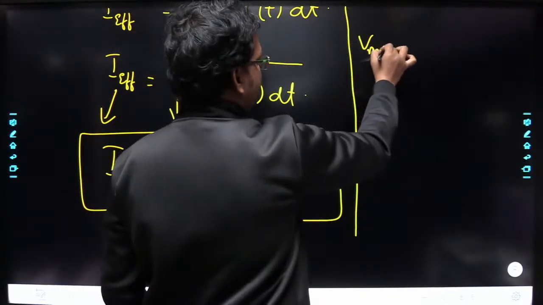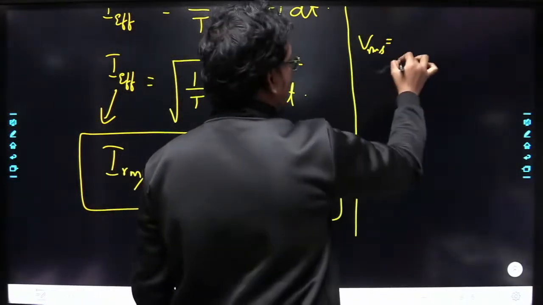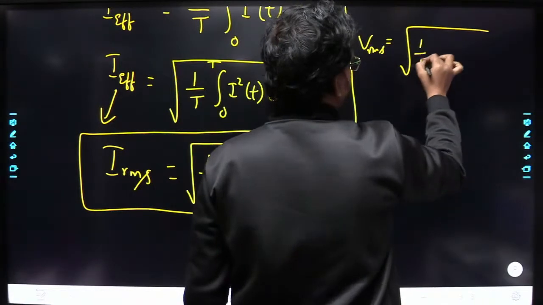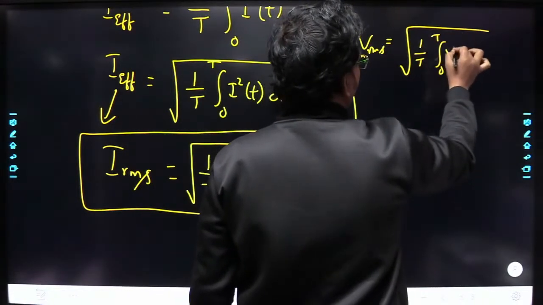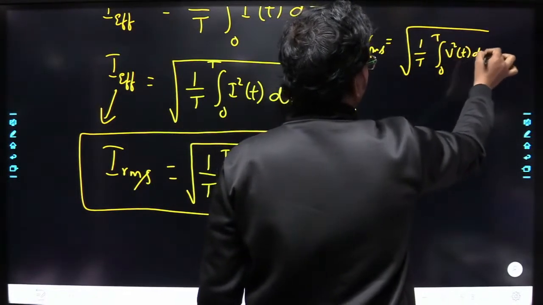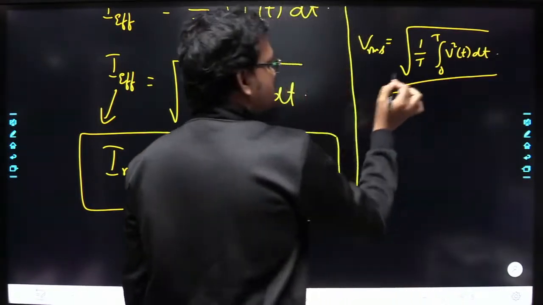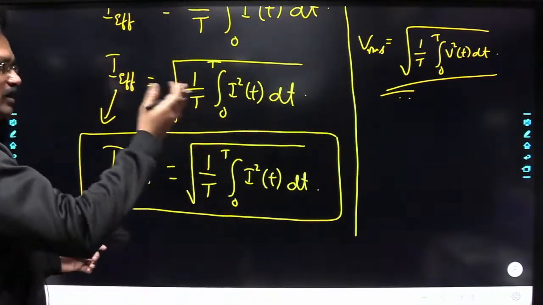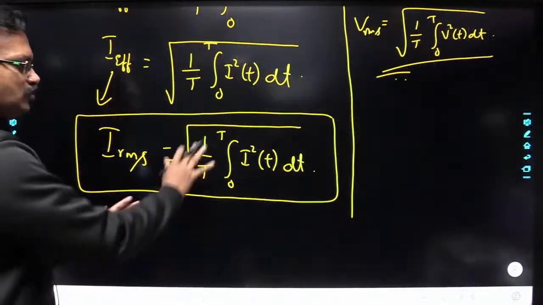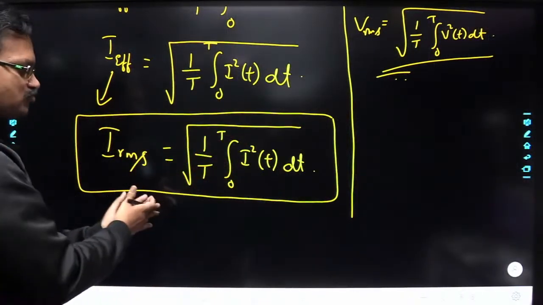So you are going to get the expression for VRMS as the square root of what? The square root of 1 by T integral 0 to T V squared of t dt. This is the expression you are going to get if you try to calculate VRMS. So if you do this integration, what is the value that you are going to get?